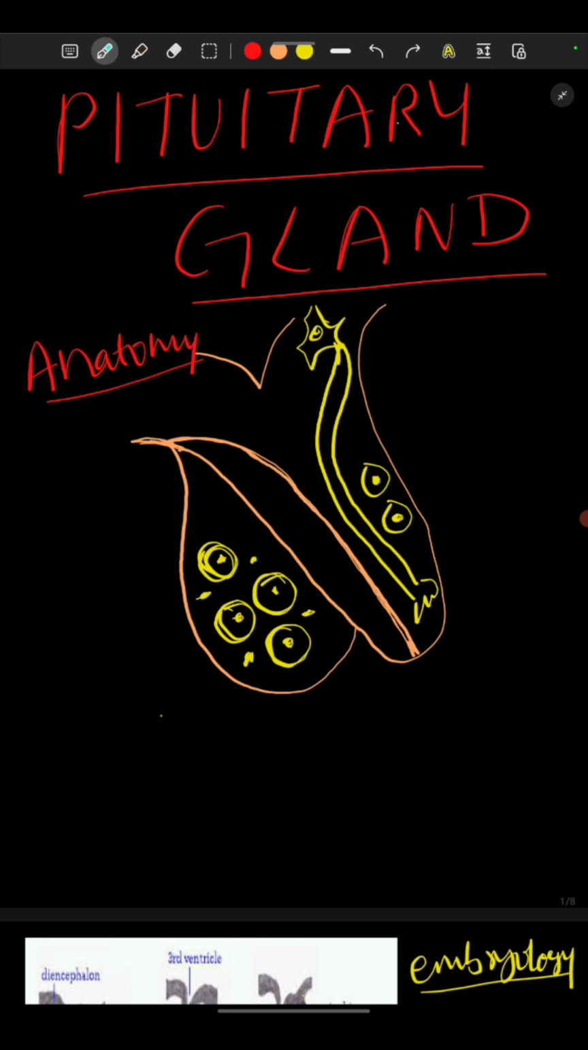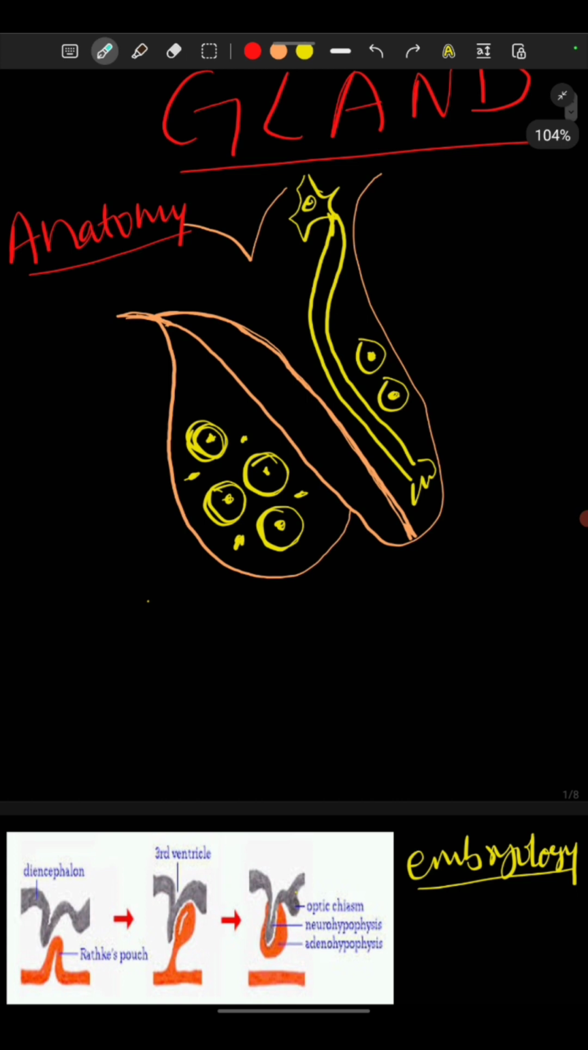Today I am going to tell you about the pituitary gland and its physiological role in our body. First, I will tell you about the anatomy of the gland. The pituitary gland is situated in the base of the skull and it is placed in the sella turcica.